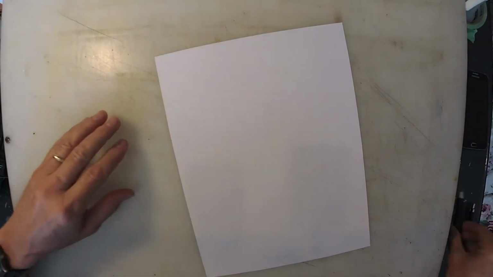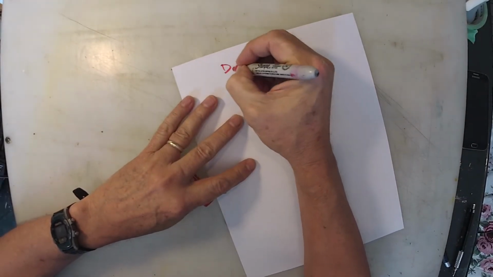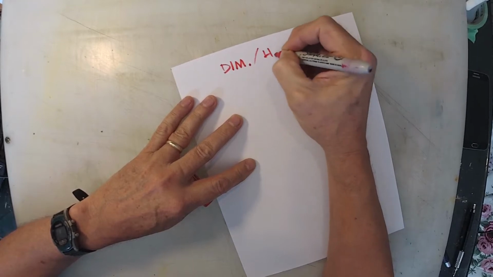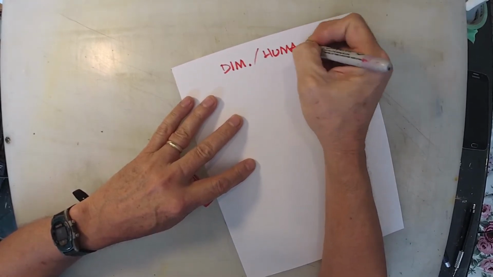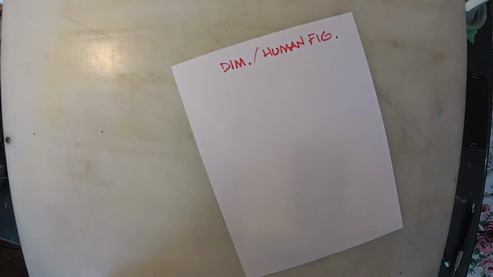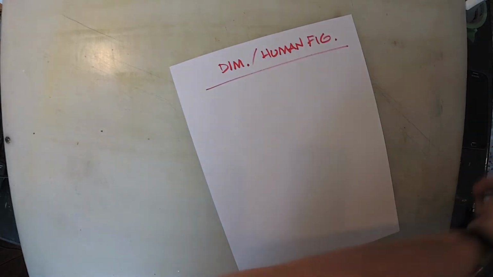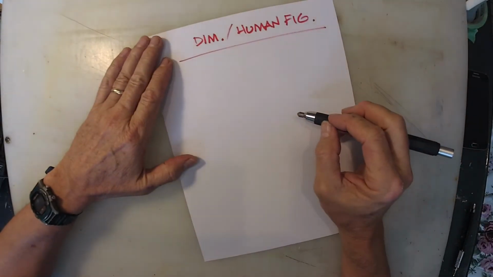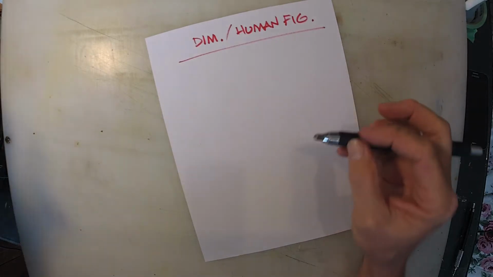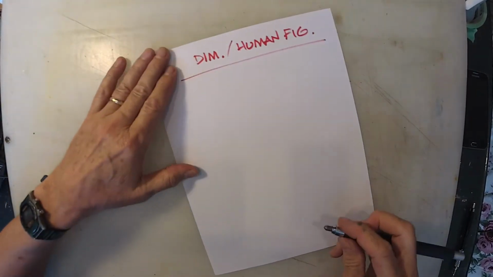All right, today we're going to talk about the dimensions, I'm going to abbreviate that, dimensions of the human figure. Abbreviate that as well, dim-hum fig. This is a simple, put together way to understand the human figure so you can start to get the proportions right.